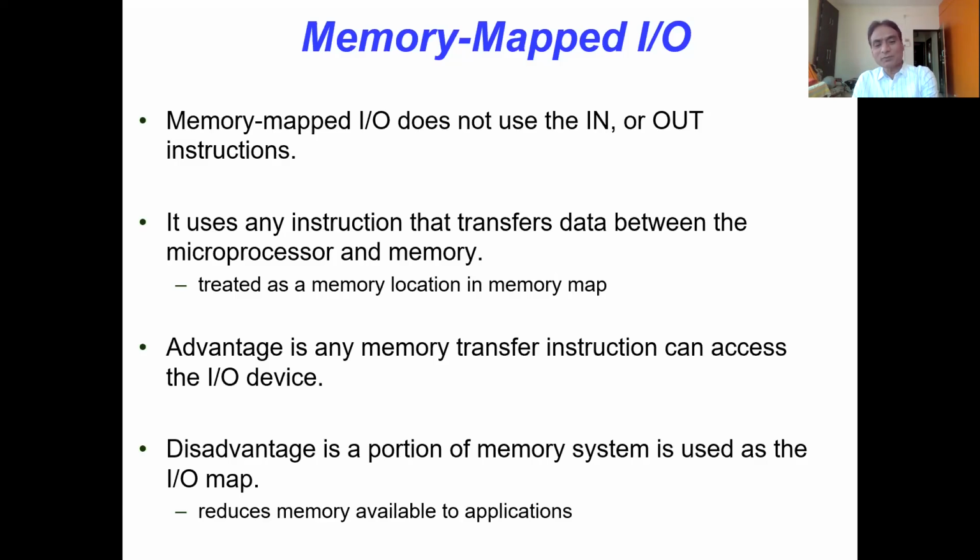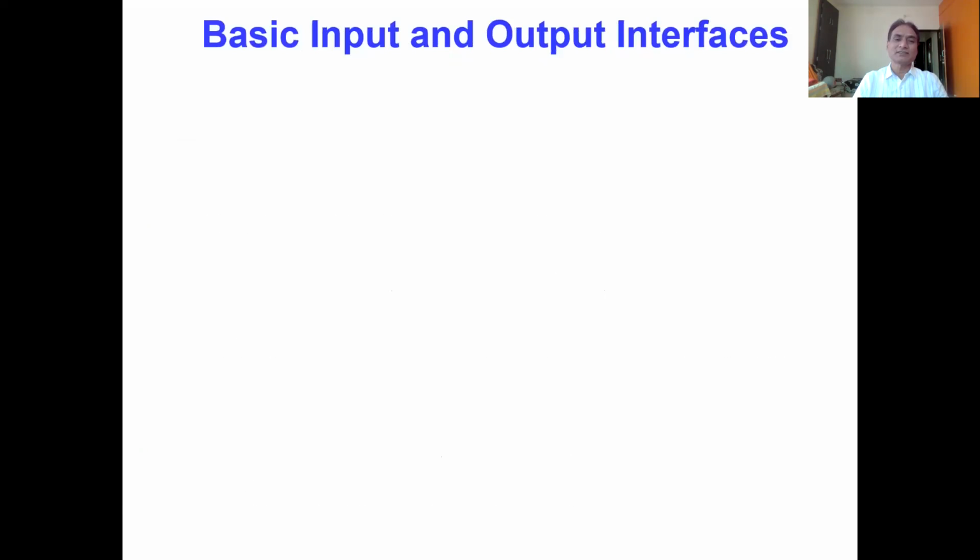The disadvantage is that a portion of the memory system is used as IO map, which will reduce the memory space available for any other application. This is one of the serious disadvantages, that memory space is going to be used for IO map, so there will be some restrictions for using memory.